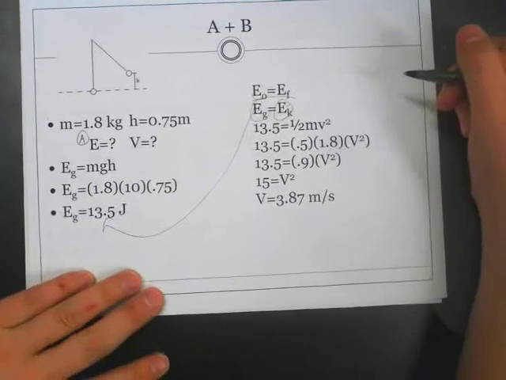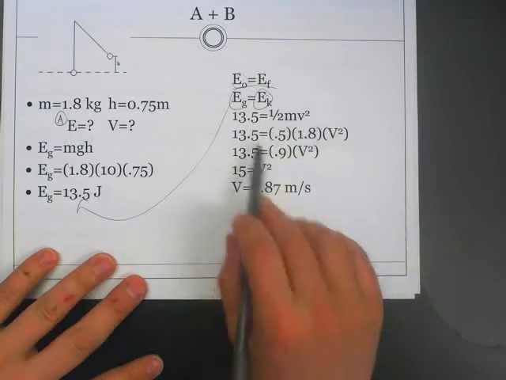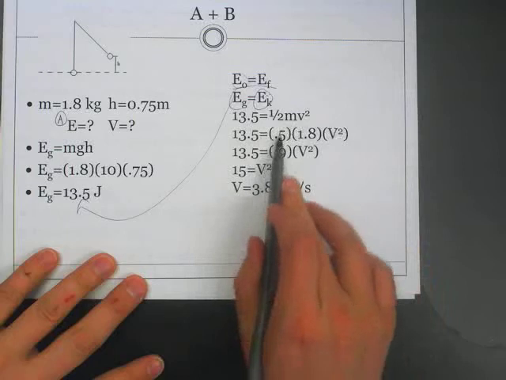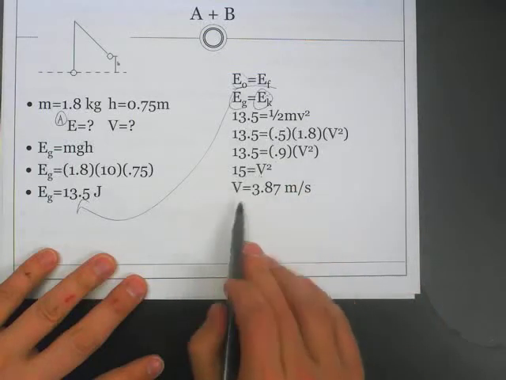So then we have our 13.5 Eg equals 1/2 mv squared. So our 13.5 equals 0.5 times 1.8 times v squared. Simplifying that down is 0.9 v squared. It's 15 equals v squared. So v equals 3.87.